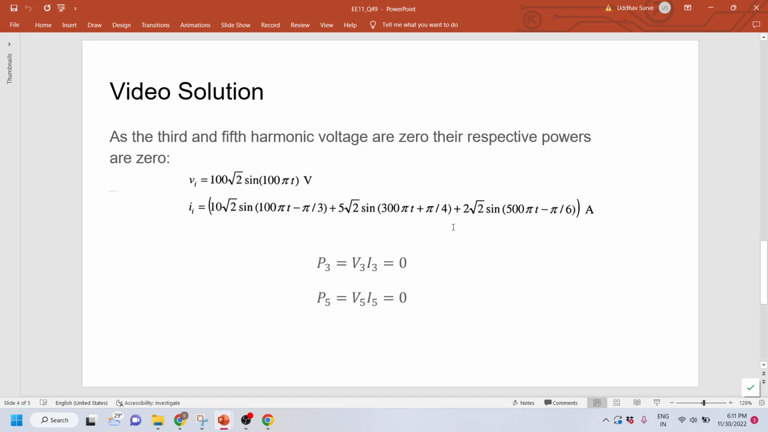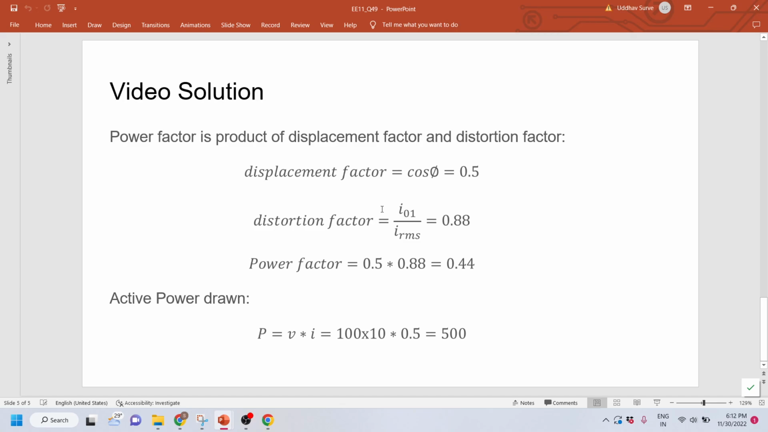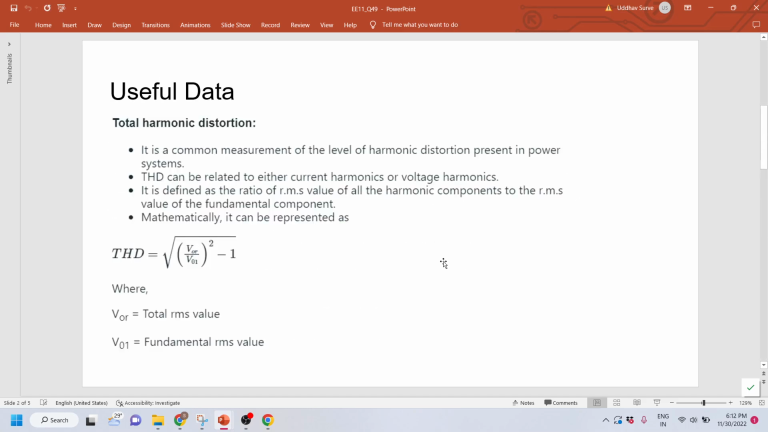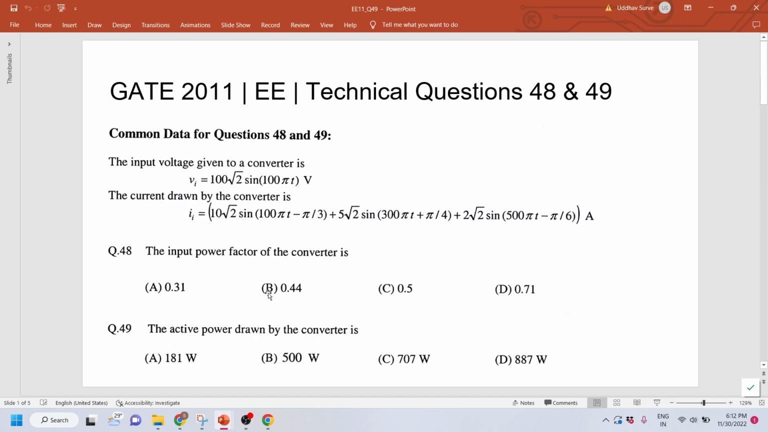Okay, so basically you will calculate that by 10 by root 2 upon under root of 10 by root 2 whole square plus 5 into root 2 whole square plus 2 root 2 whole square. Take the entire under root and divide it by that. So distortion factor calculated by this formula comes out to be 0.88, and power factor is basically the multiplication of both, 0.5 into 0.88, that is 0.44. That is the B option. Okay.